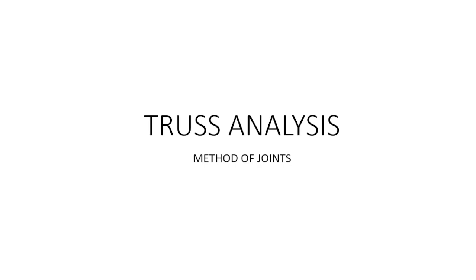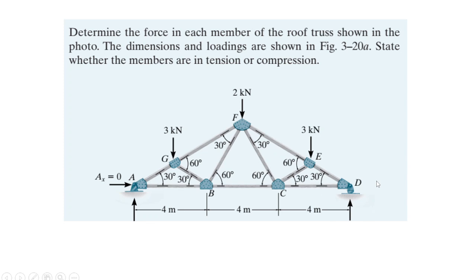So, like we started in the last class, we'll be looking at truss analysis using the method of joints. We have this question before us that says determine the forces in each member of the roof truss shown in the photo. The dimensions and loadings are shown in the figure below. It says we should state whether the members are in tension or compression.